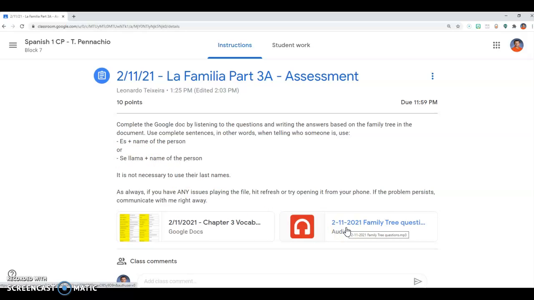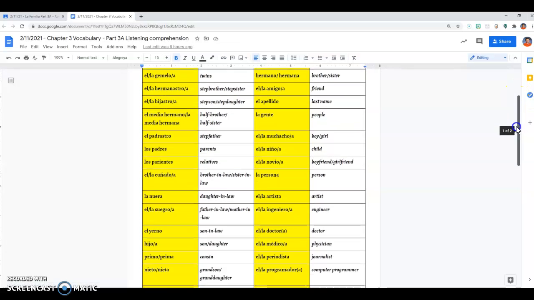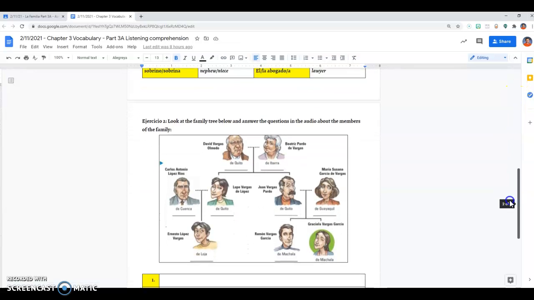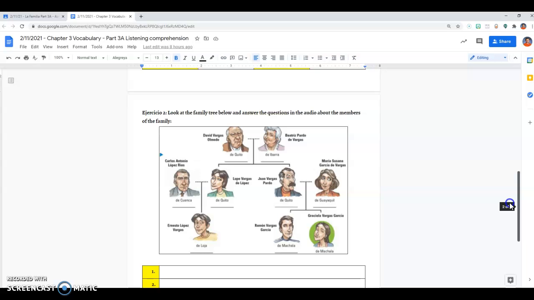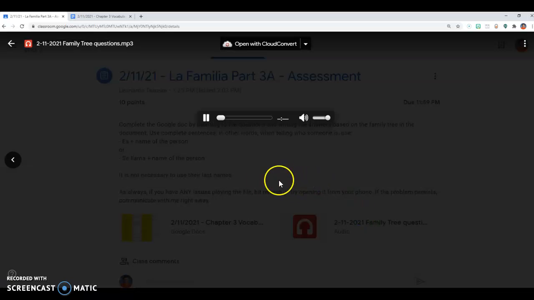So here's the audio file. I'm not going to play it back because it's going to interfere with my recording, but when you open the document, here is the list of the vocabulary which you can always refer to. And here is the family tree. Okay? So, for example, I said I was not going to play it, but I'll play it.